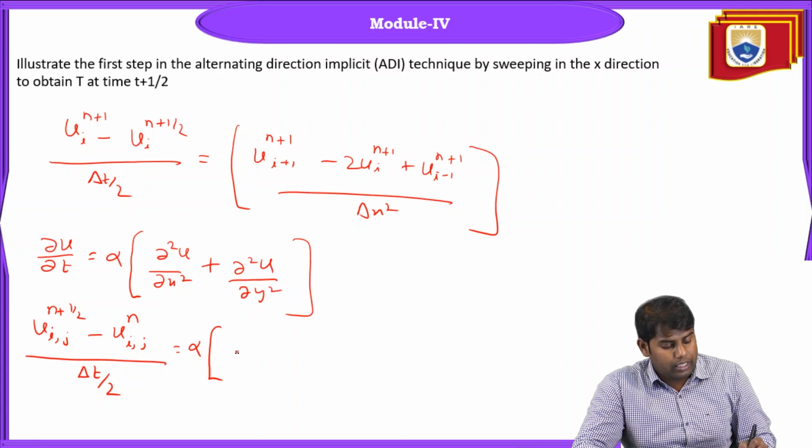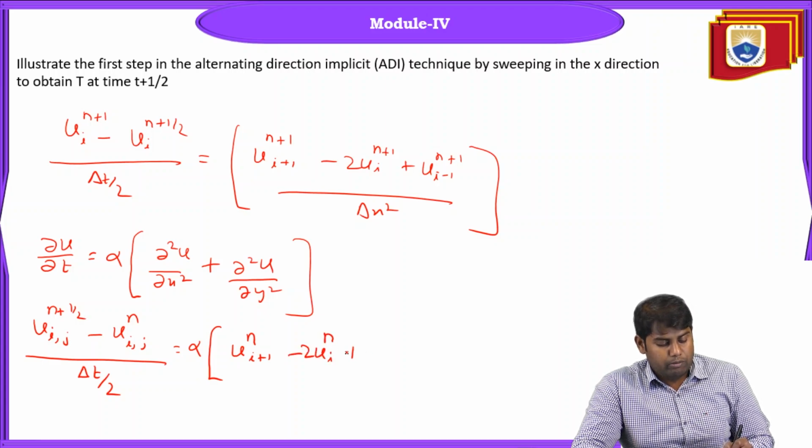So what happens is (u_{i+1}^n − 2u_i^n + u_{i−1}^n) / Δx².